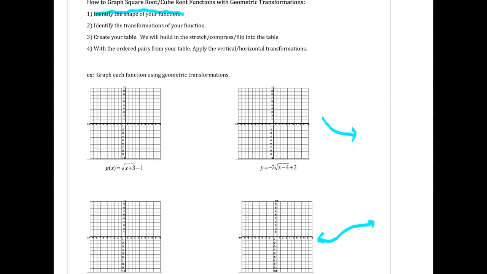Identify our transformations. That's our second step. So we are going to have a flip. We are going to have a stretch.